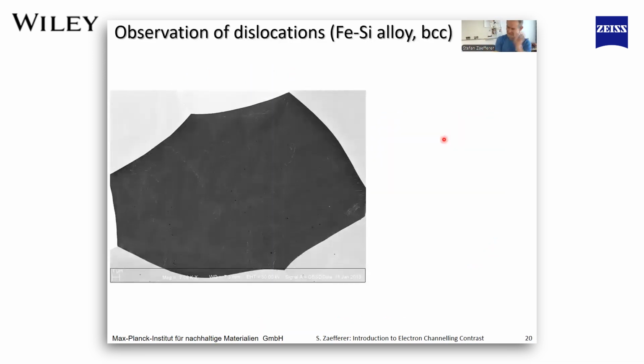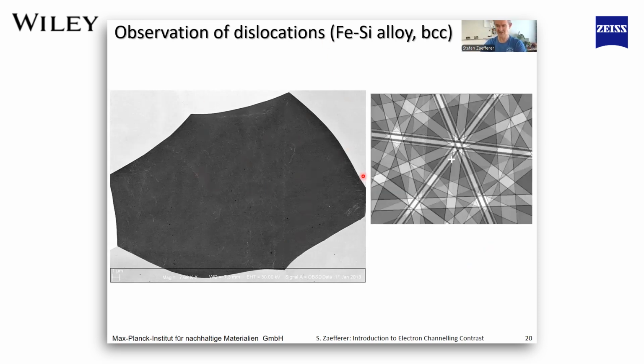This is a typical grain from, in this case, a BCC alloy, not from an FCC as in the previous case. And I have tilted this crystal such that it is in two beam conditions. Here you see the simulated diffraction pattern. The primary beam sits right on one of the Kikuchi lines. Which Kikuchi line is it? It is a 1 -1 0 Kikuchi line.